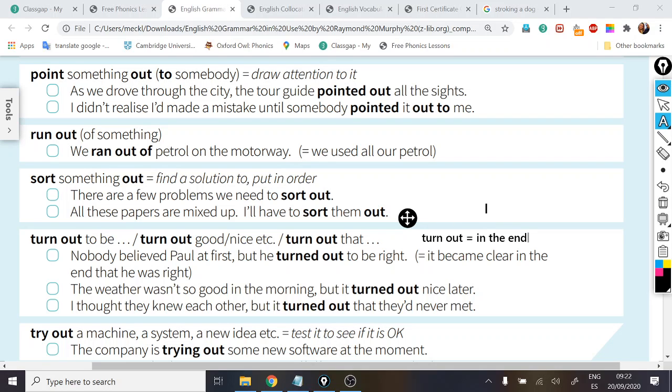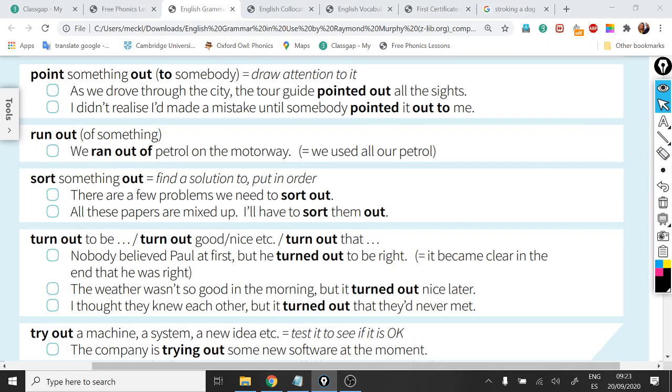Yeah? So turn out, we usually say turn out to be or turn out that, okay? Or turn out good or turn out an adjective, yeah? So you can turn out to talk about the day. So it turned out nice, yeah? When we talk about the weather.